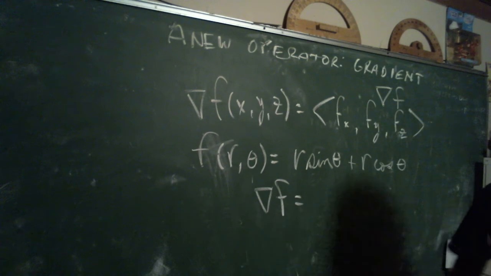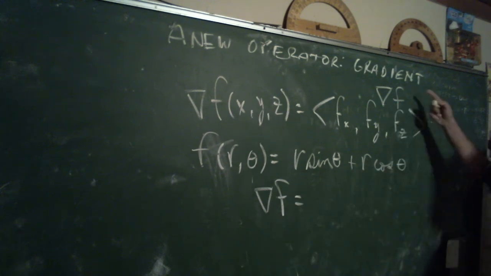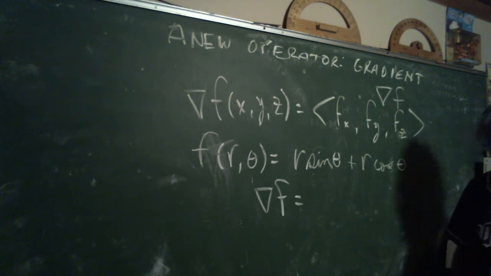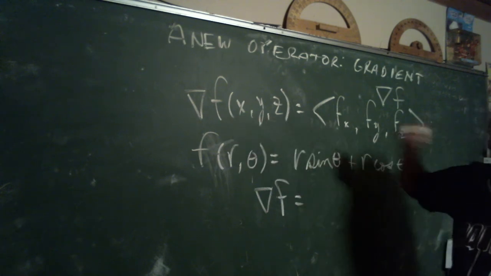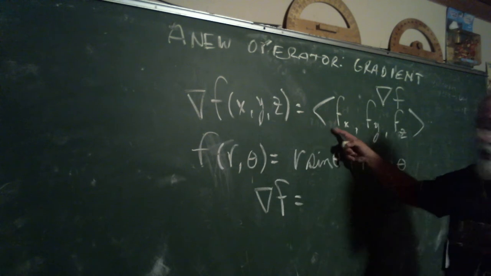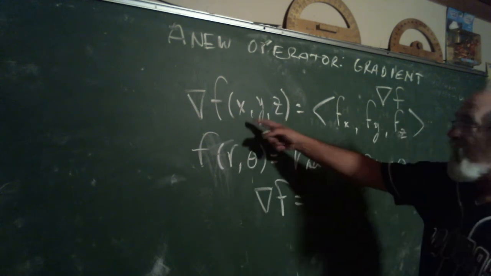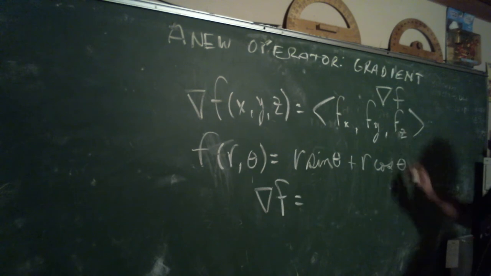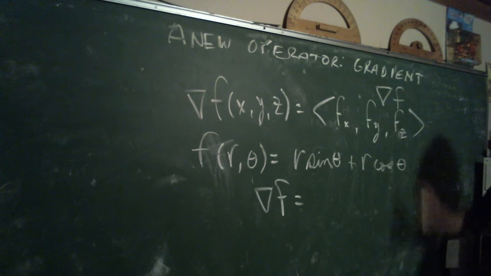All right, we get a new operator. The symbol is this upside down triangle, and it operates on a scalar function, but a multivariable domain. And here's how it works. If you have f, a function of x, y, z, let's say, then the gradient of f is a vector, and the first coordinate is the partial of f with respect to x. The second coordinate is the partial of f with respect to y. The third coordinate is partial of f with respect to z. So in other words, the order here is the order of partials here.